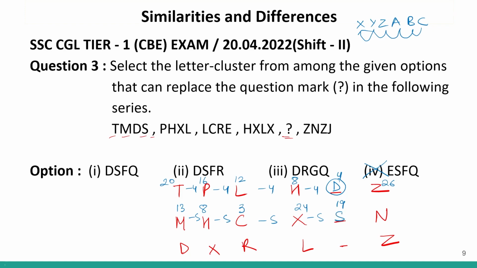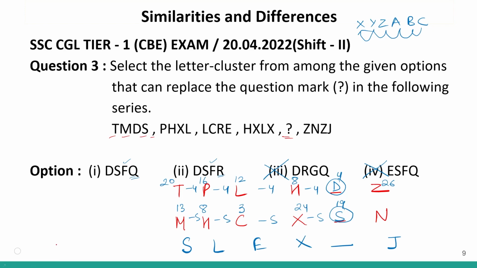So the second term will be S, DS. So I can eliminate option number 3. Now F is same in both the options. So let us check for the last series, not this one. The last series will be S, L, E, X, then the missing term, and then J. This will be the last series.